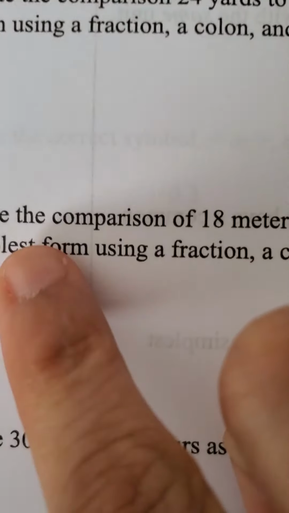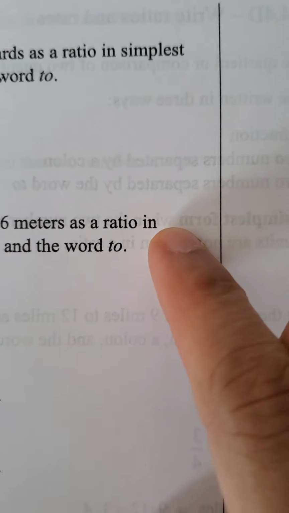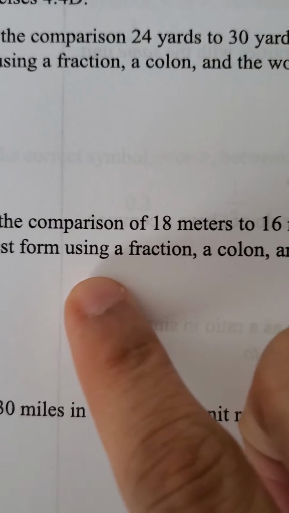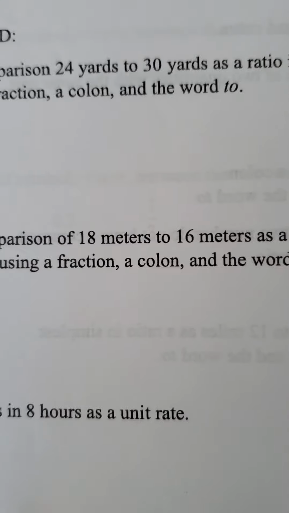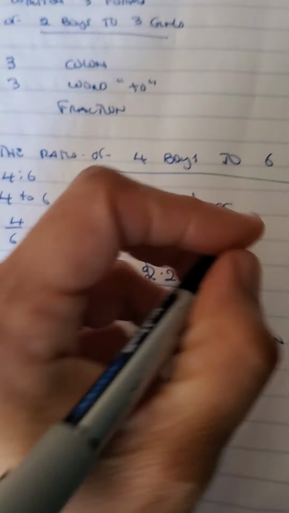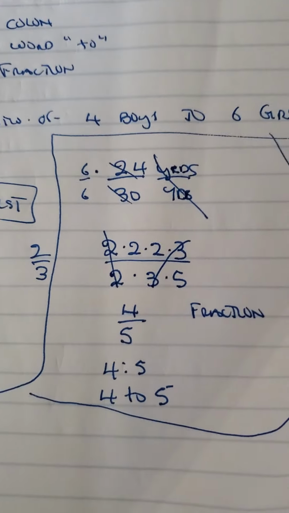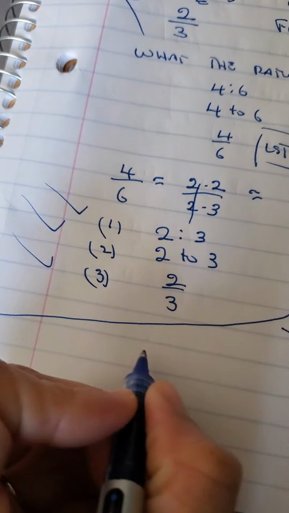Here they have another example of a ratio problem. It says write the comparison 18 meters to 16 meters as a ratio in simplest form using fraction, colon, and the word "to." So these are the types of problems you're going to see on your exam. Nice, easy peasy once you understand the concept. So we're asked to compare 18 meters to 16 meters.